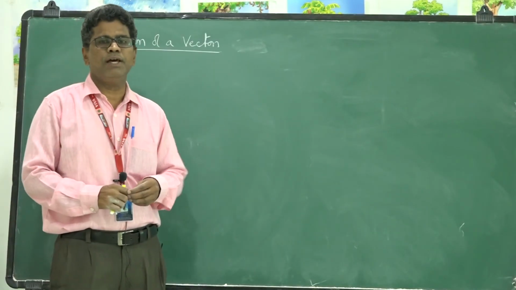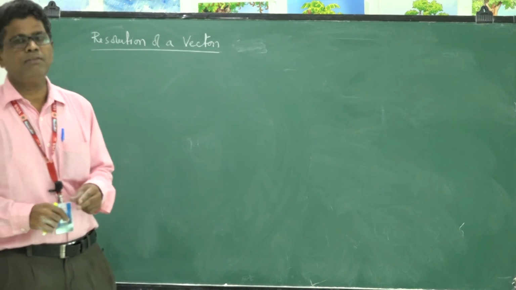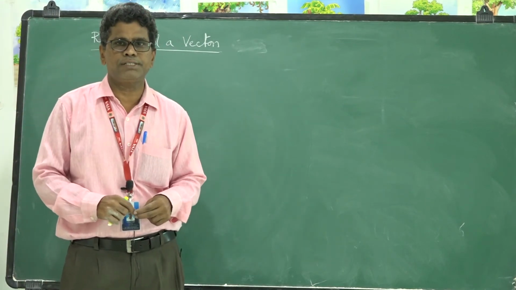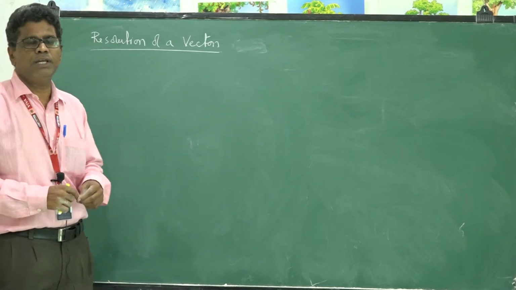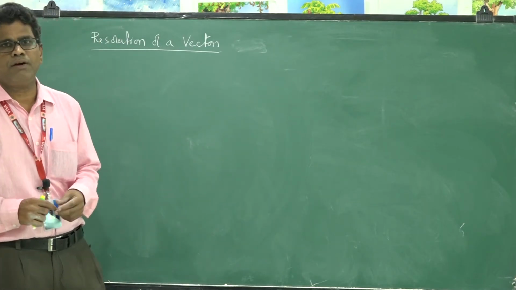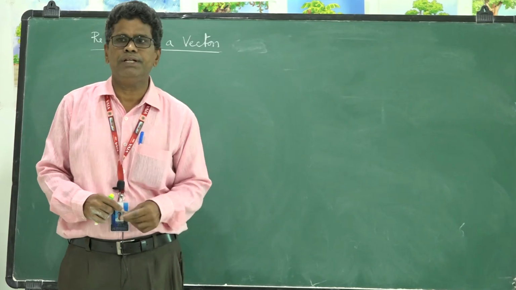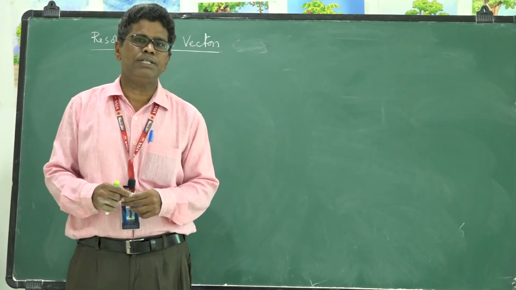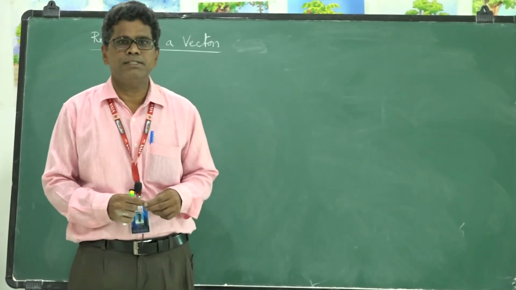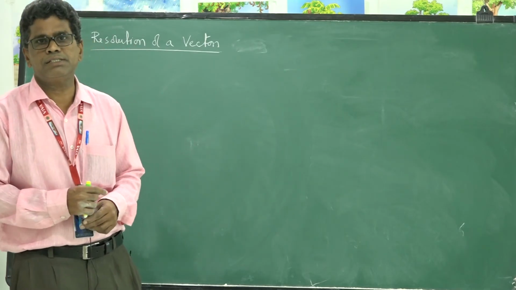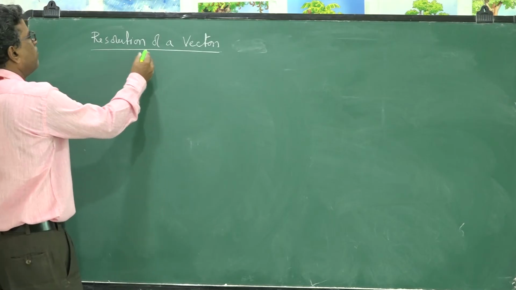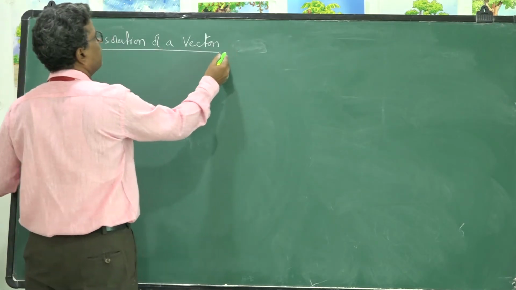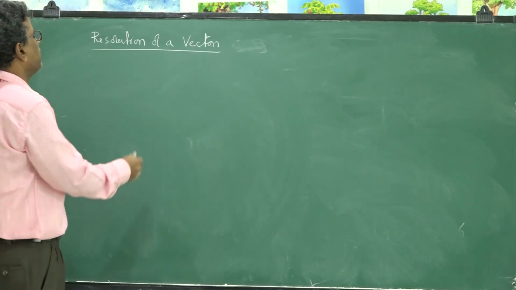In two dimensions, we can resolve into two rectangular components which are perpendicular to each other. In three dimensions, we can resolve into three perpendicular components. If these components are perpendicular to each other, we can call them rectangular components. So a vector can be resolved into components, resolution of a vector into its components.